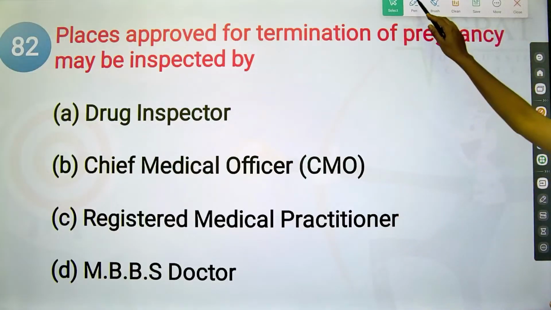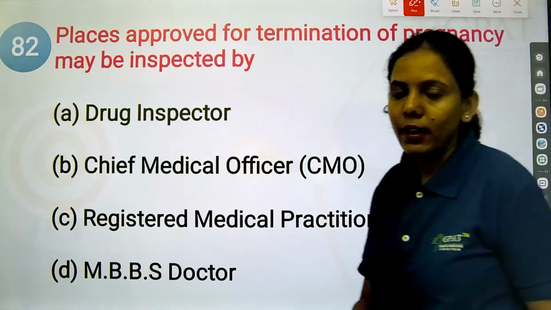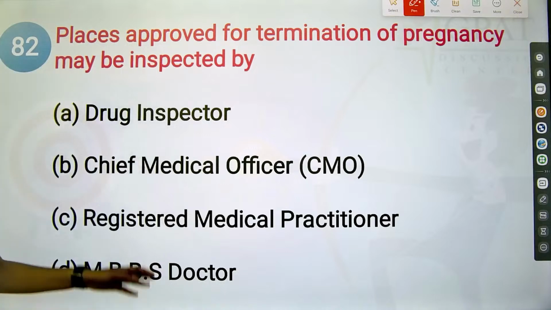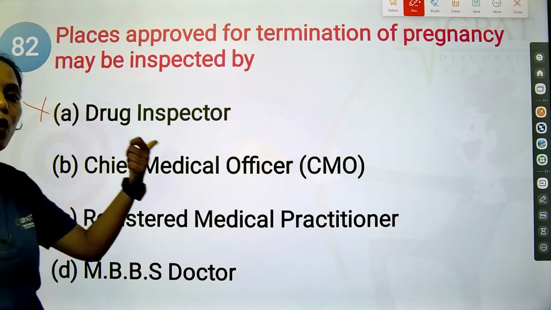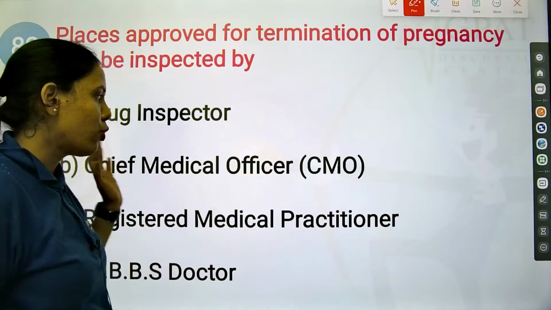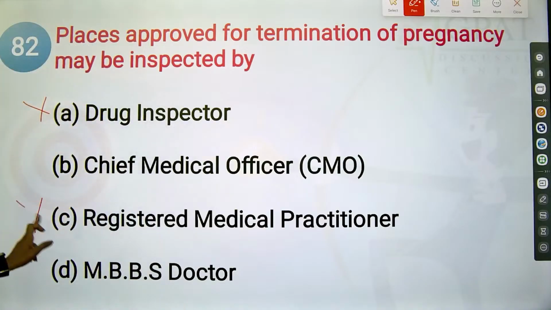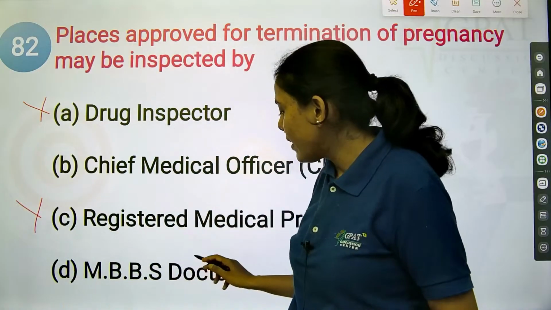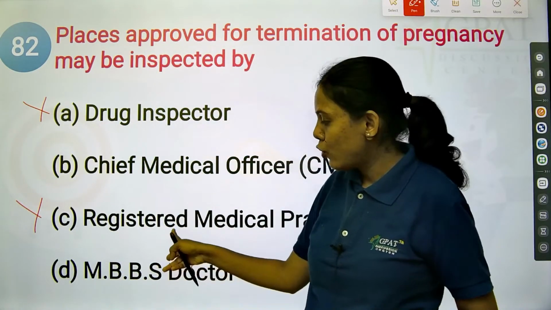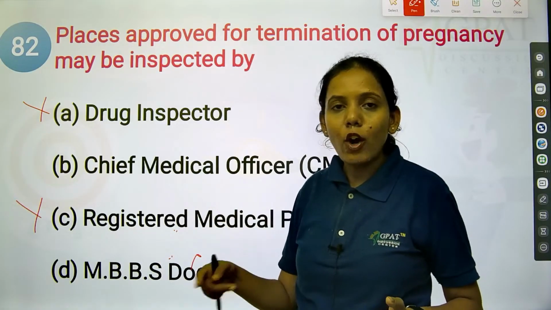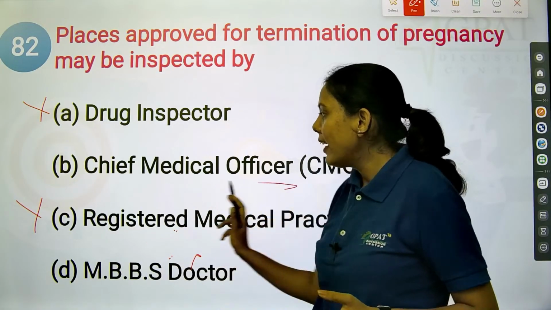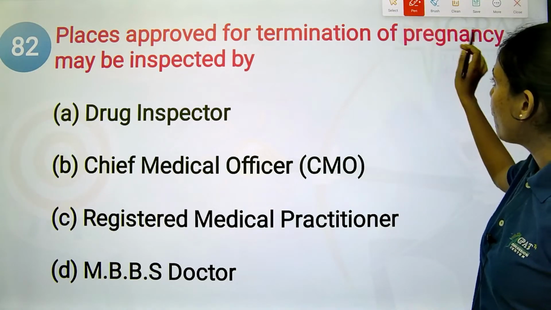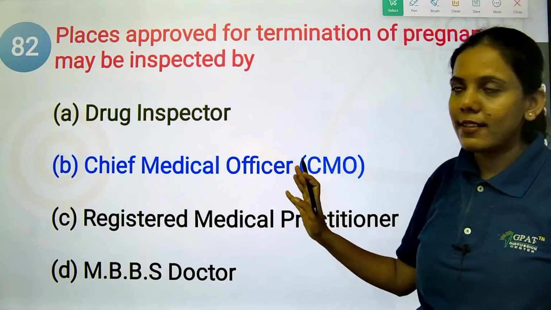Places approved for termination of pregnancy may be inspected by whom? Drug inspector has no role in the termination of pregnancy. RMP is itself a doctor, and an MBBS doctor is nothing but an RMP. These two will terminate the pregnancy, but they will not inspect the places. That is done by the Chief Medical Officer. So option B, Chief Medical Officer, is the right answer.